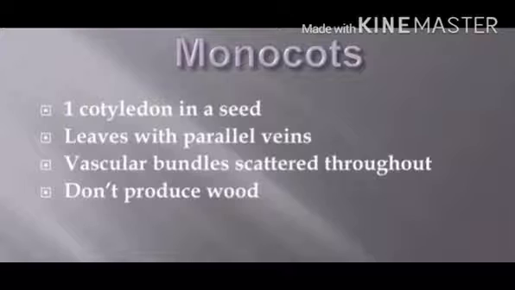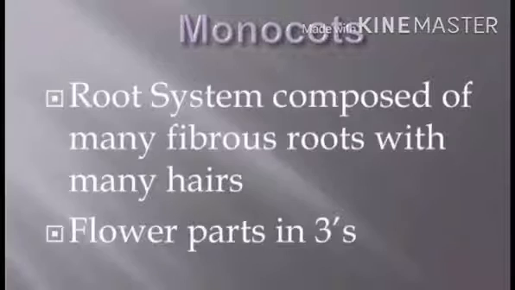Now, one more thing I want to tell you about: monocot and dicot. These are kinds of seeds. Monocot: one cotyledon in a seed, leaves with parallel veins, vascular bundles scattered throughout, don't produce wood. Root system composed of many fibrous roots with many hairs, means monocots contain fibrous roots. Flower parts in 3s. We will study about flower parts in 3s in higher classes.